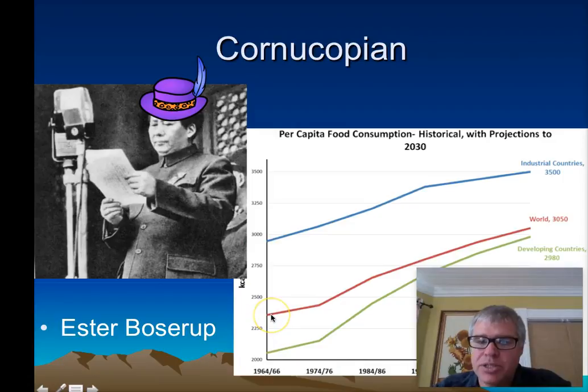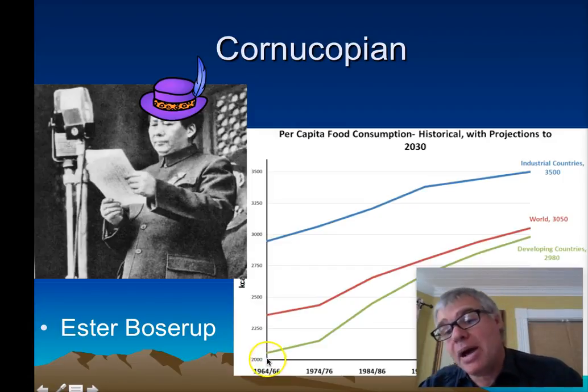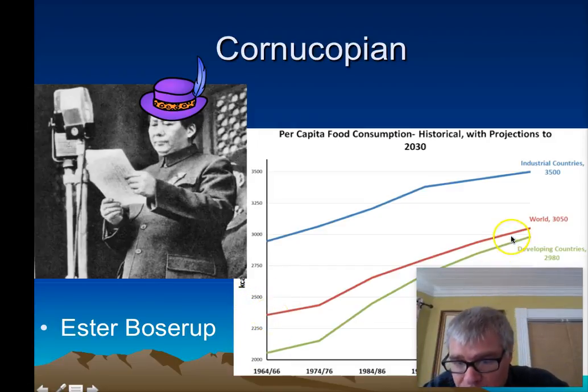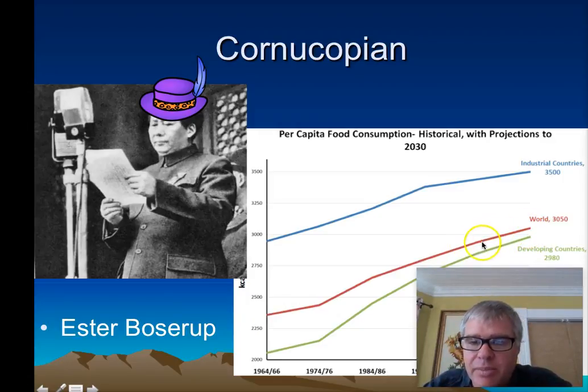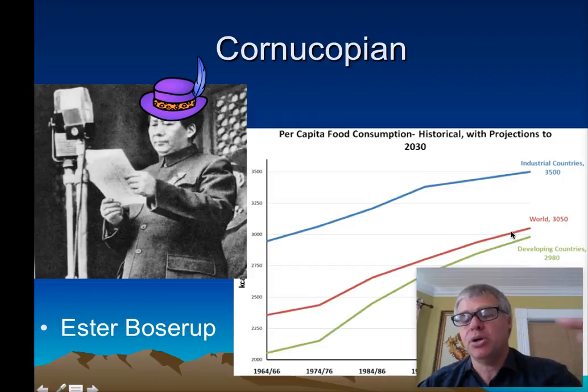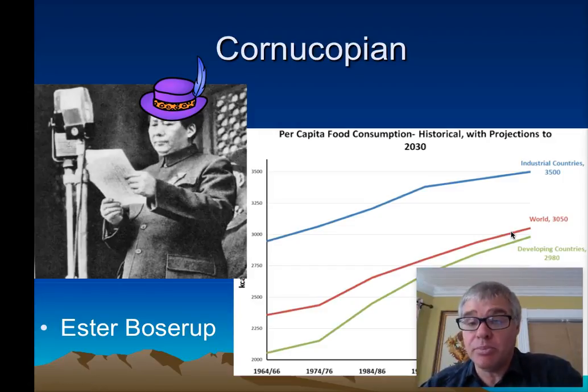What she found is that in terms of the calories of food consumed per day, back in the 1960s, when we only had about 3 billion people on the earth, people were eating under 2,500 calories per day. Nowadays, around 2015 right here, each person is eating almost 3,000 calories. We've increased almost 500 calories per day per person, even though we've doubled our population.